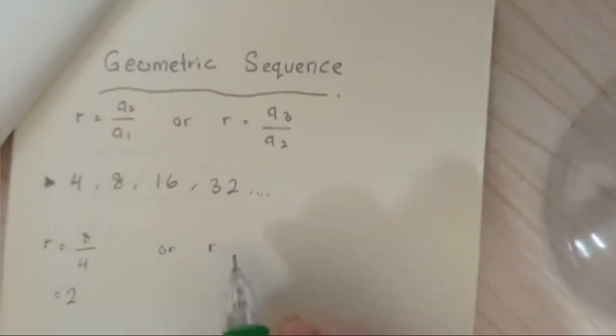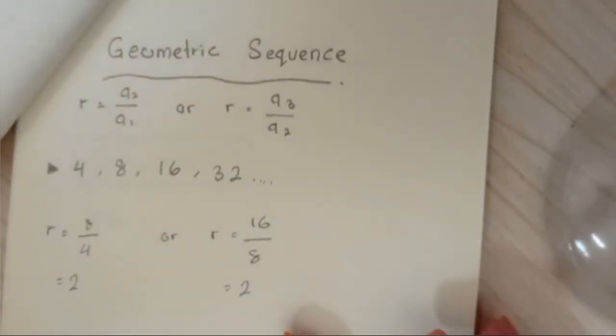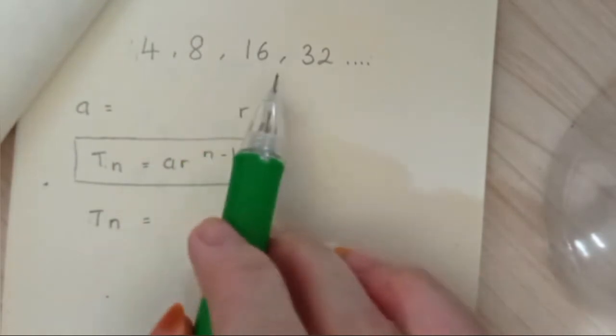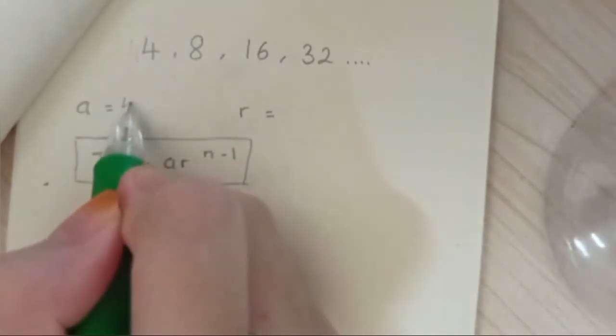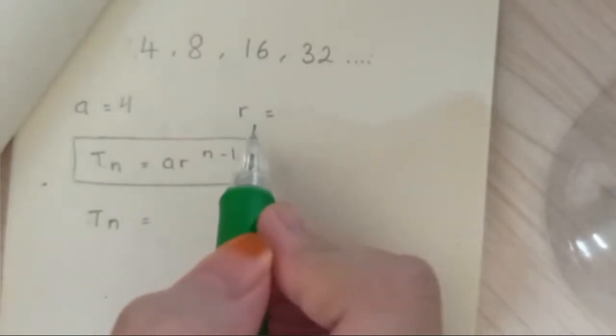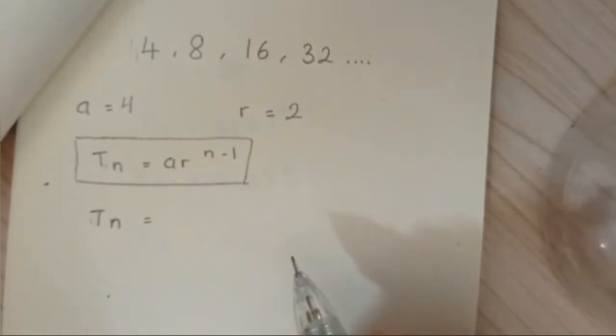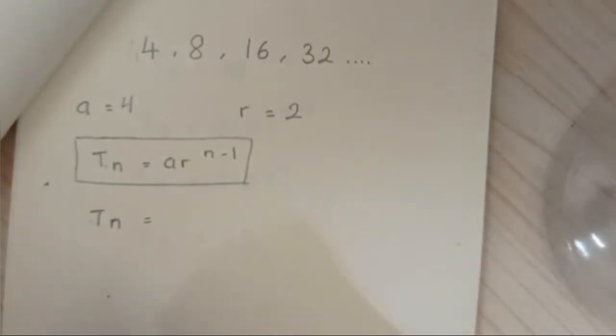Or you can take 16 divided by 8, also 2. So 2 is the common ratio. So this is how you get the common ratio. Next, using the same sequence of numbers, 4, 8, 16 and 32, we need to identify the first term, which we can see is 4 here. And the common ratio we calculated just now is 2. And here is the equation. It's the first term times the common ratio raised to the n minus 1 power.